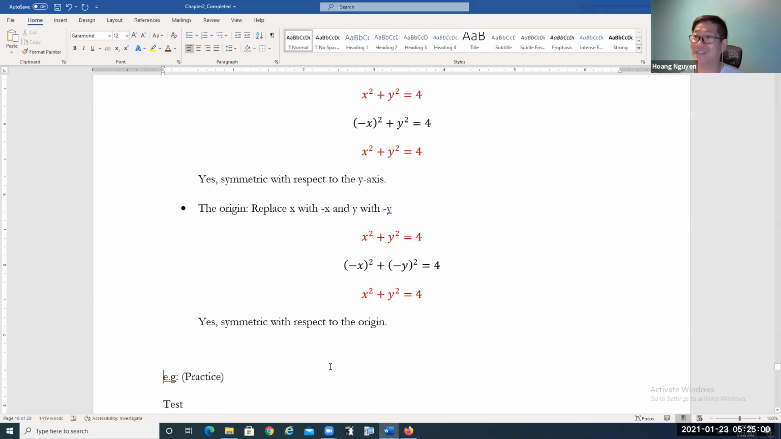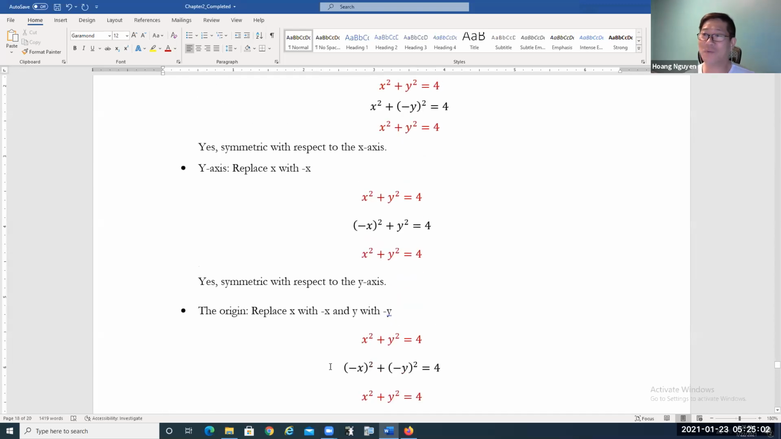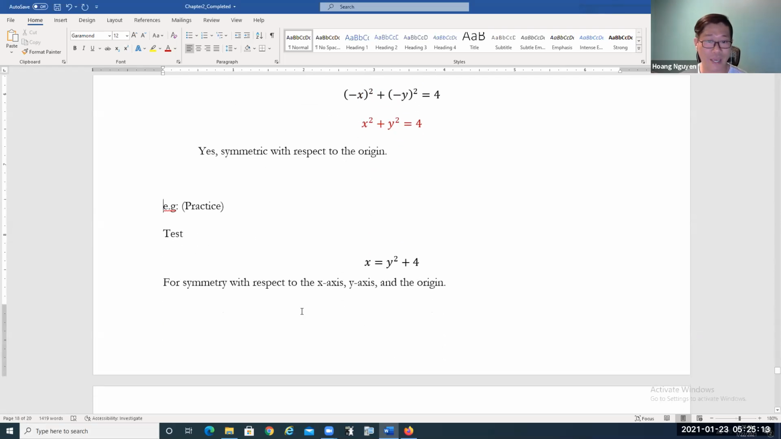Okay, so far so good, everyone, right? So we are directly using the symmetry to determine if an equation is symmetric with respect to the x-axis, y-axis, or the origin. And I have one more question over here for you to practice, everyone. This is your turn to try it. Let's give it a try.